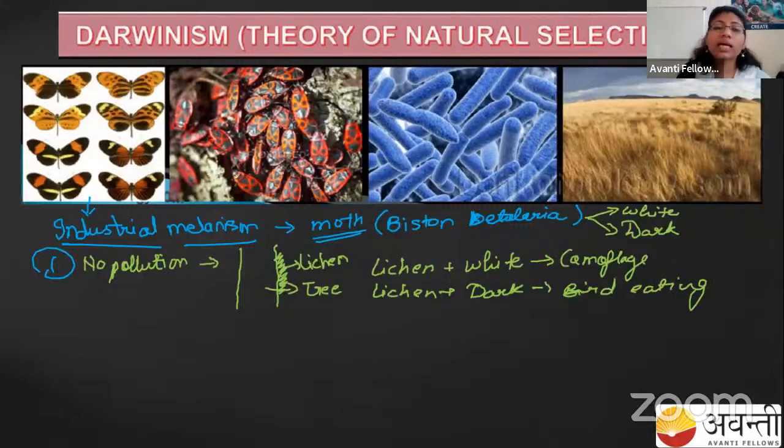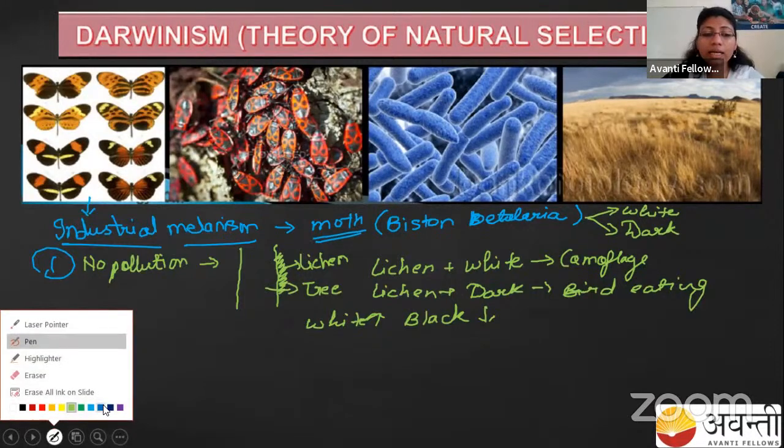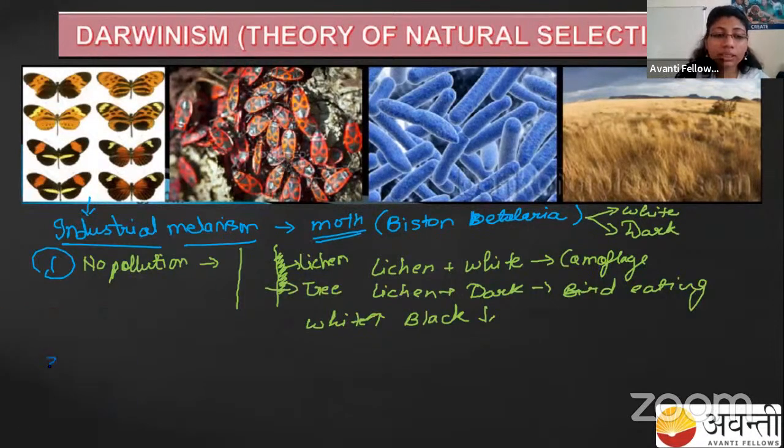Due to this, at that time we have a large population of white moths as compared to the black or darker ones, right? Now, as industrialization increased, pollution also increased. We also know lichens are good pollution indicators. As soon as pollution comes, lichens start disappearing. So now what happened?